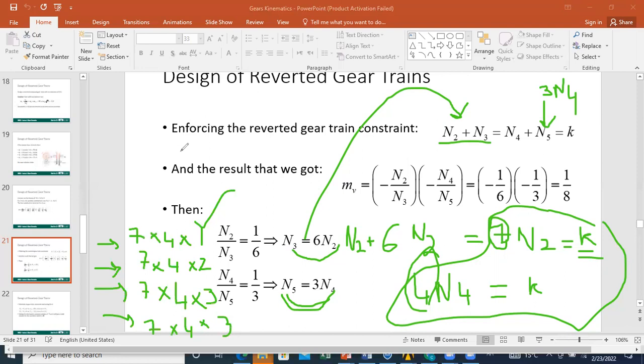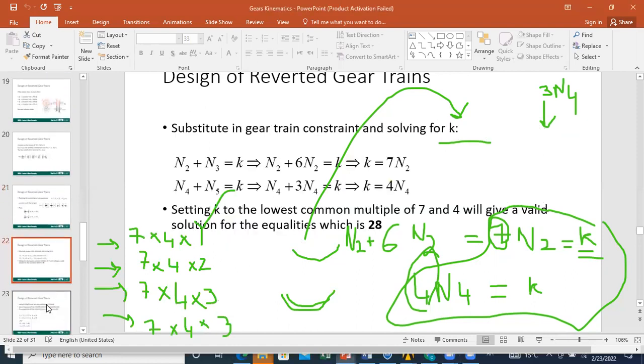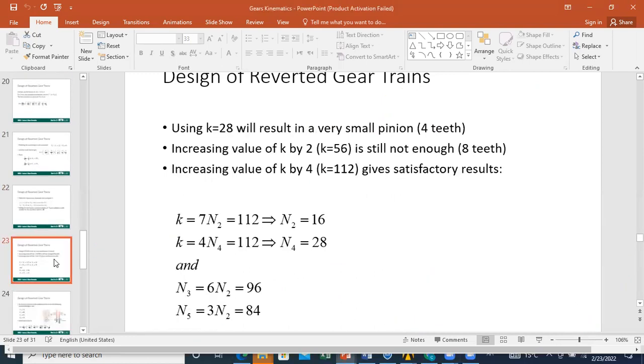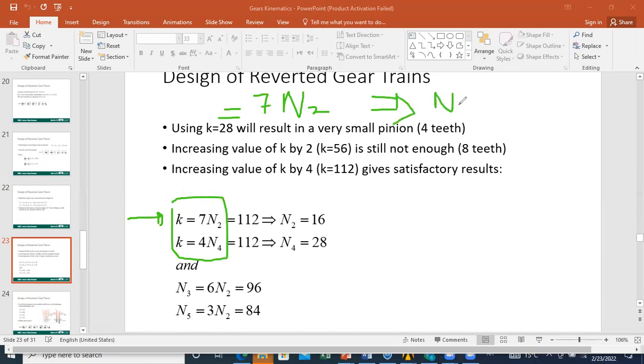Let us start with the smallest possible value of k. As we said, k should be a multiple of 28. The minimum possibility is k equals 28. Now we already developed a relation between k and n2 and k and n4. For the first possibility, k equals 7 n2 equals 28, so I get that n2 is equal to 4. And this is a very small number of teeth for the pinion, which is not desired in general.